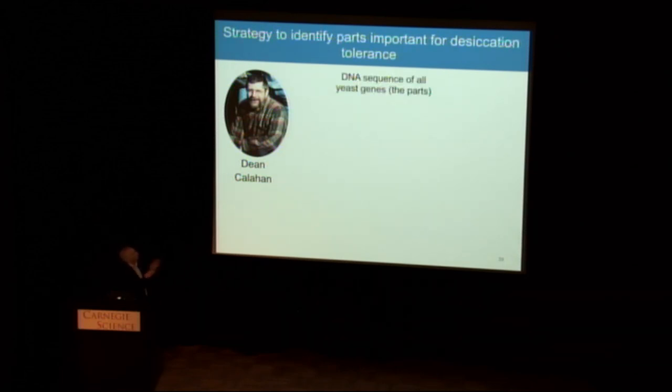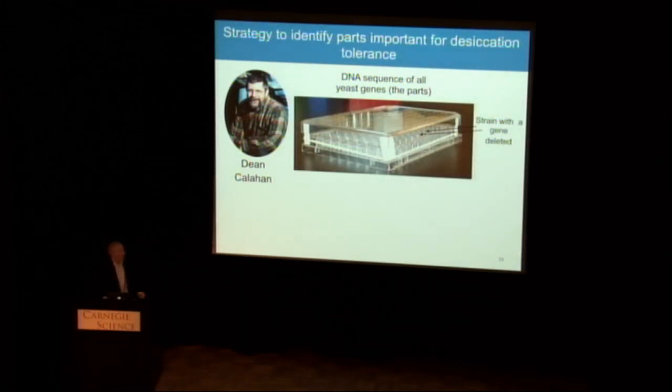We take the DNA sequence of all the yeast genes. This is the instructions for the parts. They had all been sequenced because of the project that Matt knew, so we knew the blueprints for each of the genes. And then the yeast community had essentially made that collection. They had taken a yeast strain and deleted, removed one gene, and then they did it over again for another strain, so that in these wells here, each well contains a yeast strain that's missing a gene. And we just do that for all 6,000 genes of yeast, and we ask which of these strains, each one missing a different gene, is now sensitive to desiccation when we nutrient starve them.